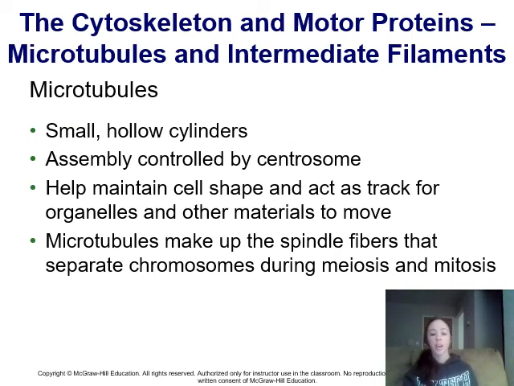And then we also have microtubules. Microtubules are small, hollow cylinders, and they are assembled and controlled by the centrosome. These also help maintain cellular shape and act as a track for organelles and other materials to move along. Microtubules make up the spindle fibers that are really important in mitosis and meiosis, helping move chromosomes from the center of the cell to the edges of the cell.